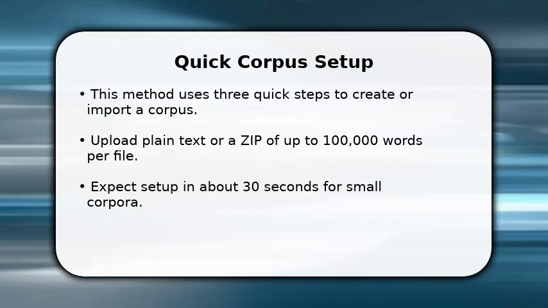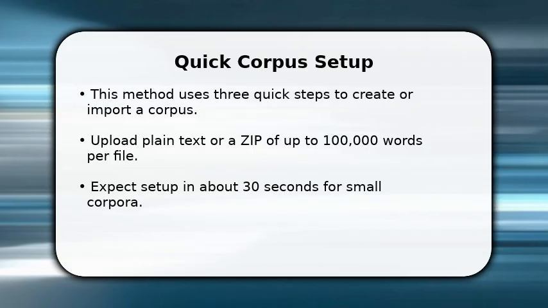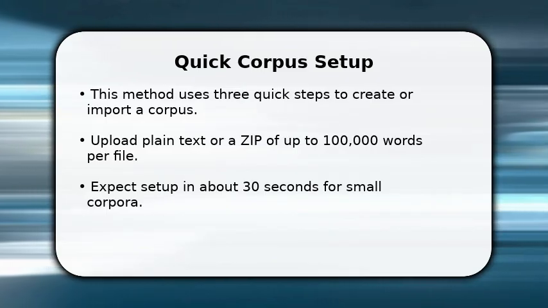This method uses 3 quick steps to create or import a corpus. First, log in and choose New Corpus, then upload files or point to a URL. Upload plain text or a zip of up to 100,000 words per file, keeping each file under 1 MB when possible to speed processing. Expect setup in about 30 seconds for small corpora and longer for larger files.